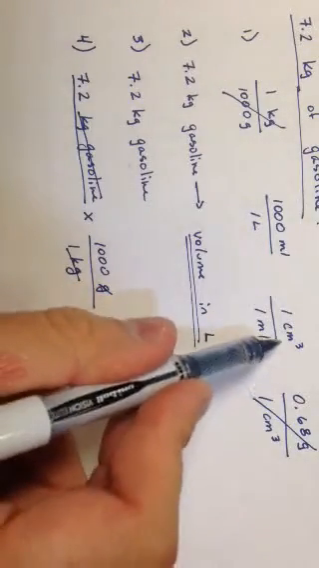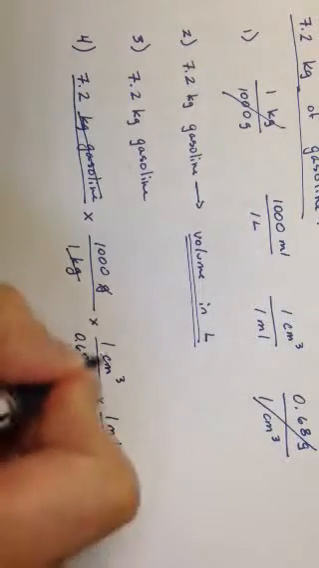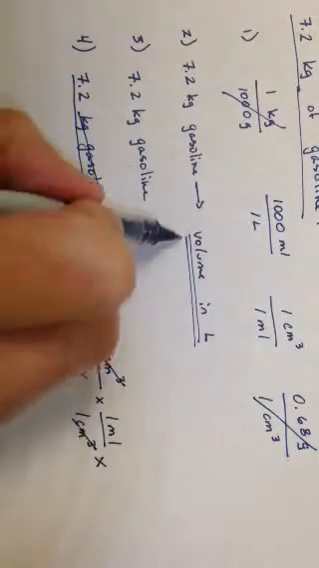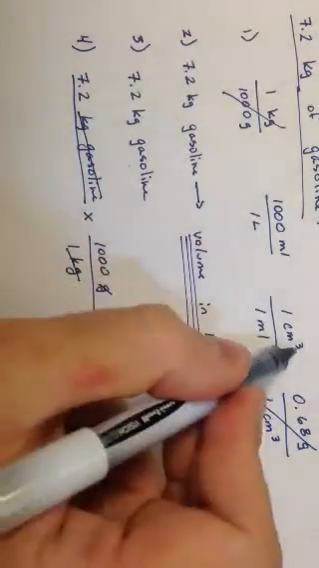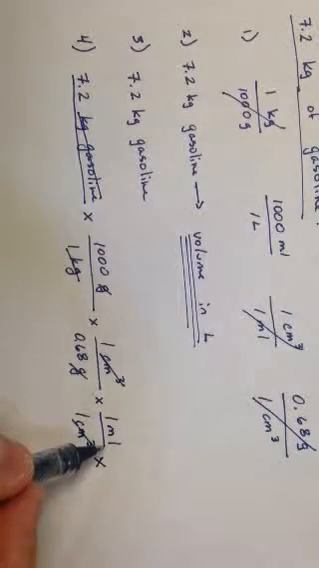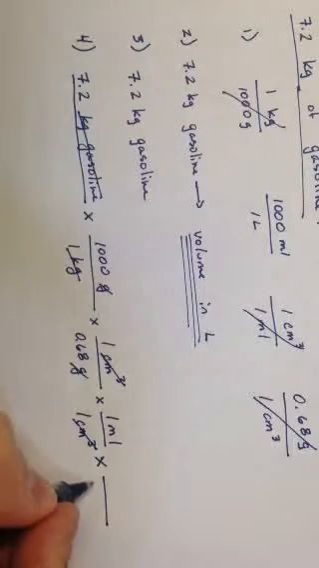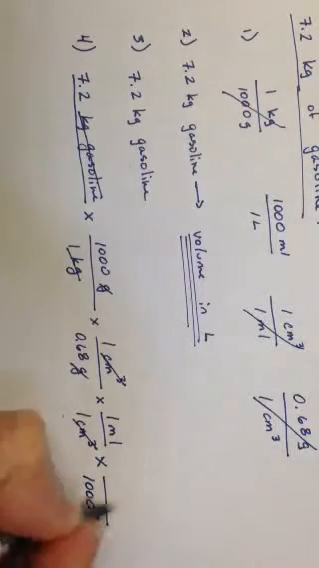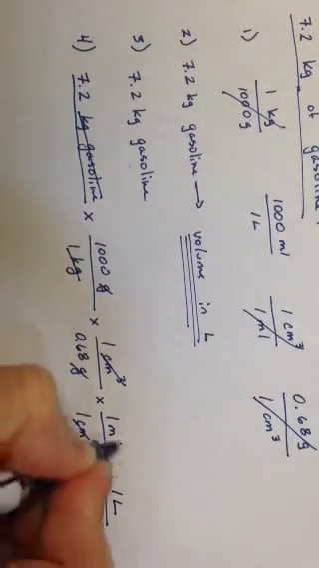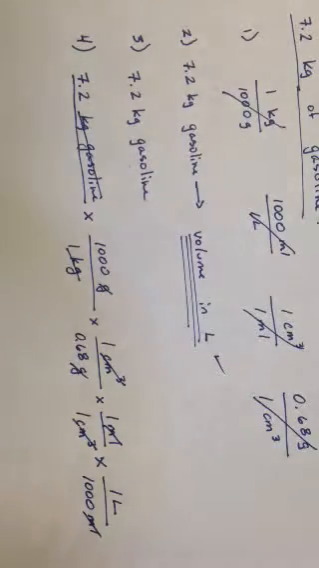This time, we'll need centimeters cubed, so we know that 1 centimeter cubed is equal to 1 milliliter. That still isn't volume in liters, so we're going to have to convert at least one more time. We've got milliliters on top now, so our next conversion factor will need to have milliliters on bottom. That's 1,000 milliliters is equal to 1 liter. Now we do have liters as our remaining unit.